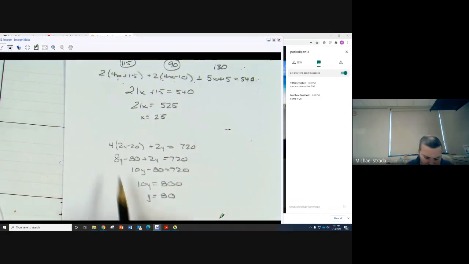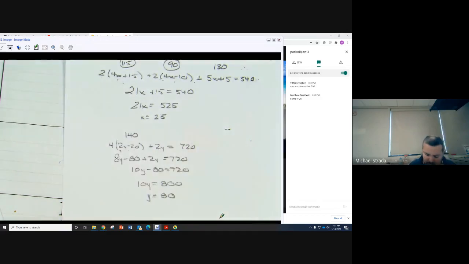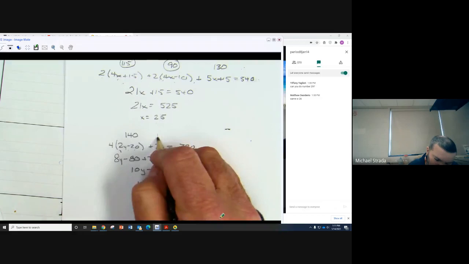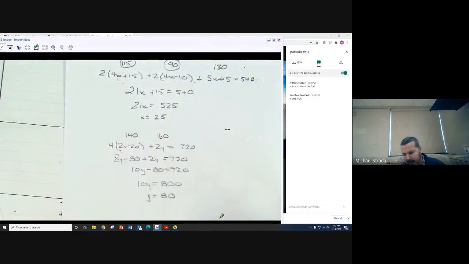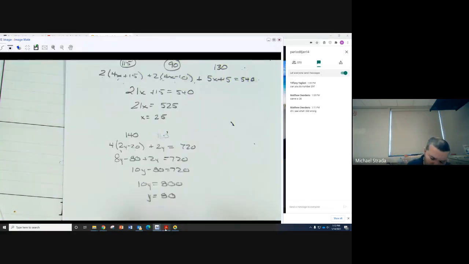Plug it back in. 2 times 80 is 160. 160 minus 20 makes all of those angles measure 140. And then 2 times 80 is 160. So that angle is, hold on. Those were the y's, I believe. Those were just y's. Yes. So 2 of the angles measure 80 degrees. And all told, that was 720. Okay.